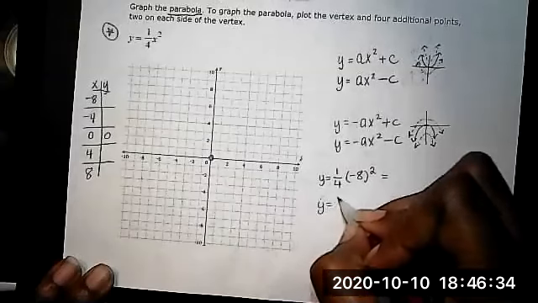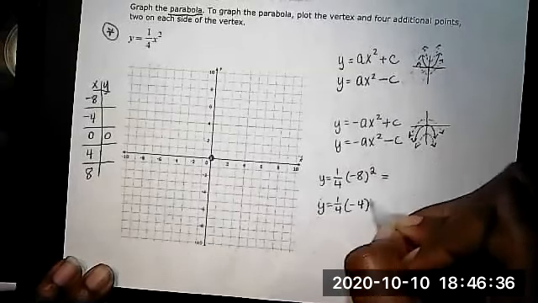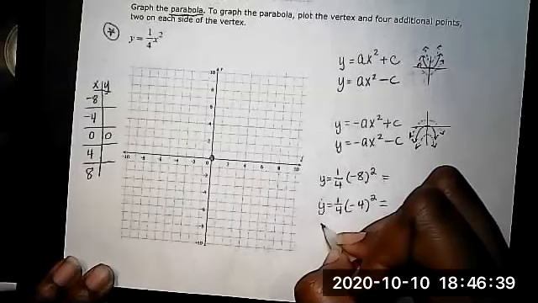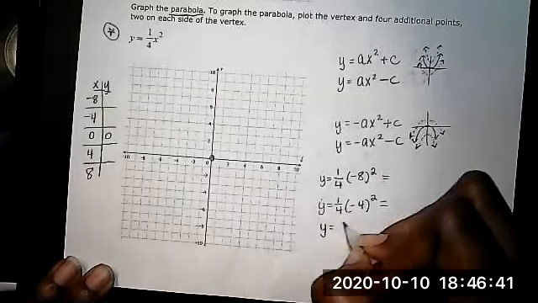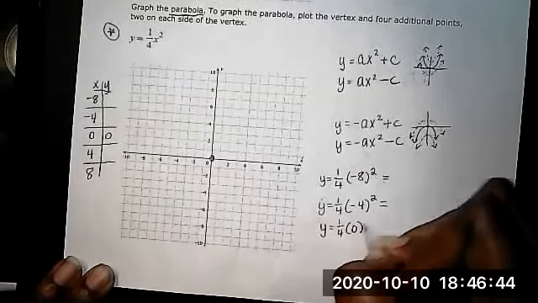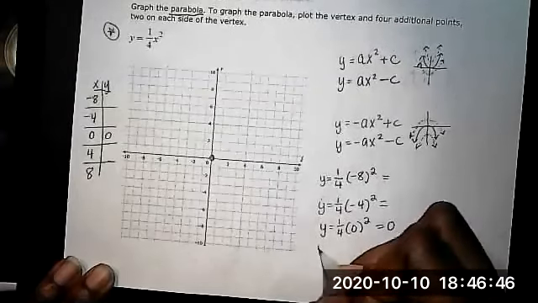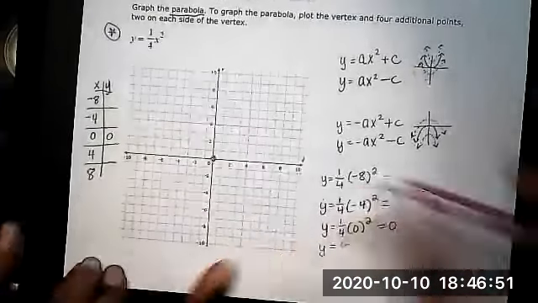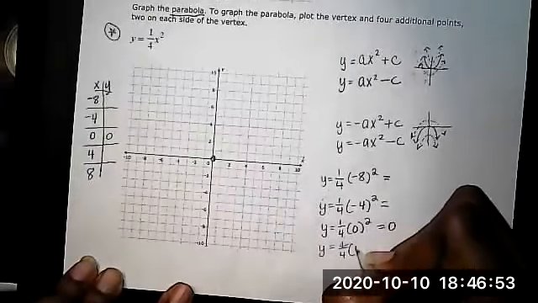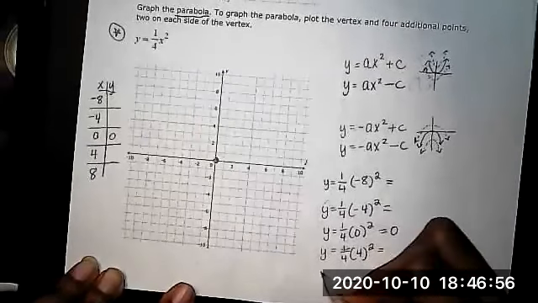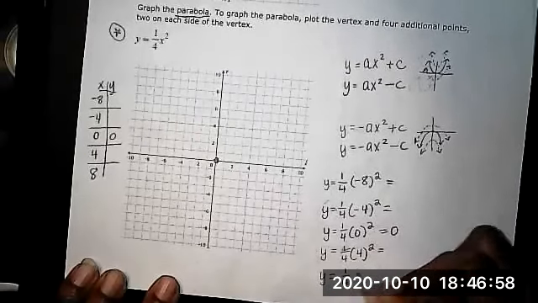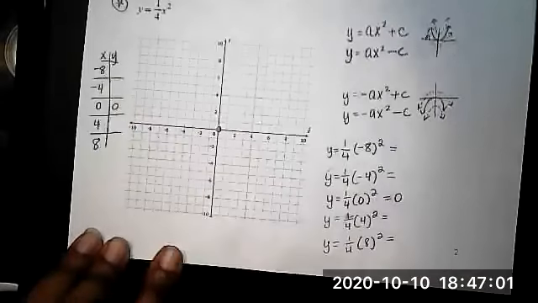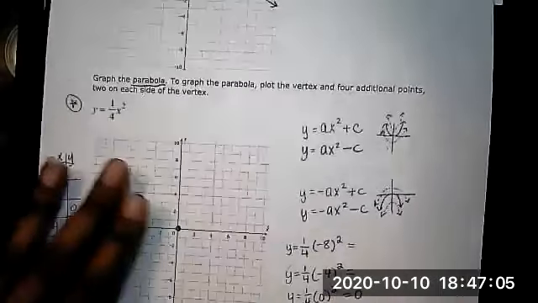So then I'm going to do y equals 1/4 times -4 squared. Hopefully you know that 1/4 times 0 squared is just 0. Y equals 1/4 times 4 squared, and y equals 1/4 times 8 squared. Okay, let's see what happens there. Put those in our calculator for the answer. Sorry about that. Let me move this up.